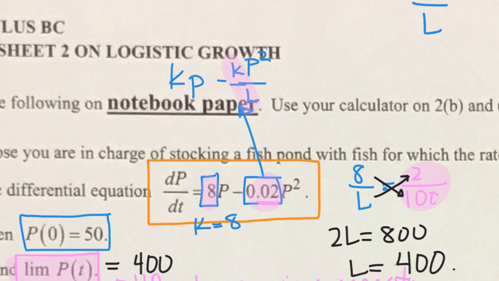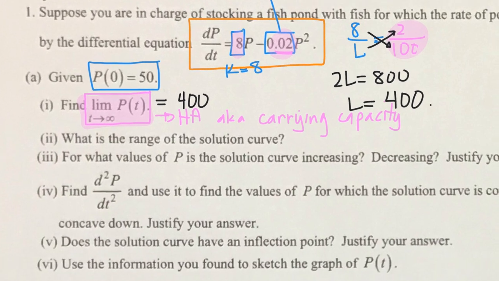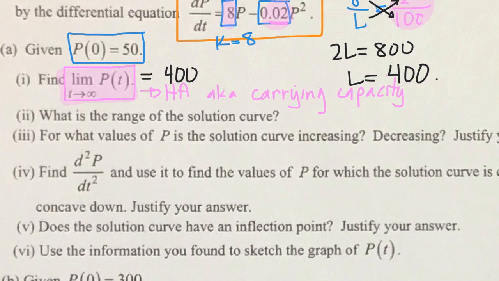In the context of this problem, that would be 400 fish that are able to survive in this pond. So let's answer some more questions. What's the range of our solution curve? We started at how many fish? 50. That's the minimum amount of fish that we're going to have. And our maximum amount of fish is 400. That's your L value, your carrying capacity. That's the maximum. Less than 400, because if it ever gets to 400, then we'll start having fish die. So less than 400, that's your horizontal asymptote that the amount of fish is approaching.